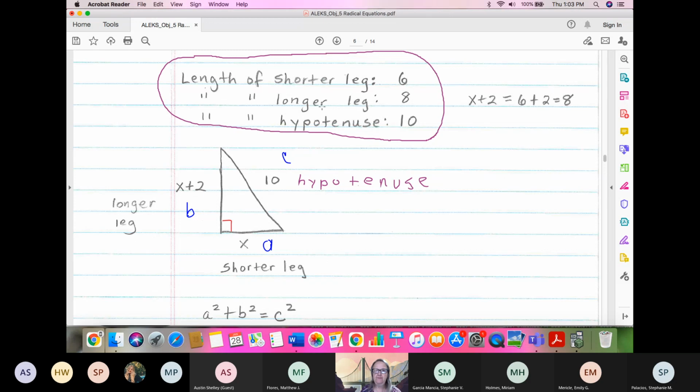The longer leg is x plus 2. We know that x is 6, so we put 6 in here. We get 6 plus 2, which is 8. Any questions on this particular problem? So there are the answers right there.